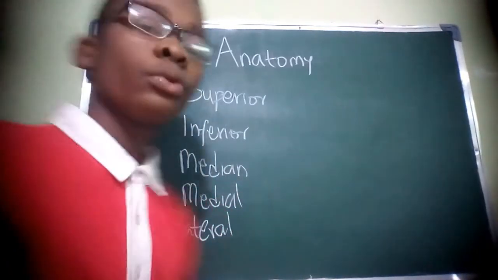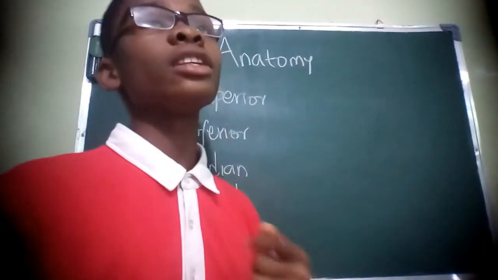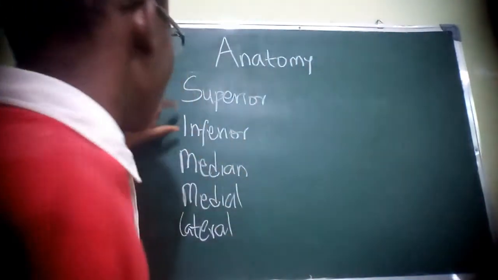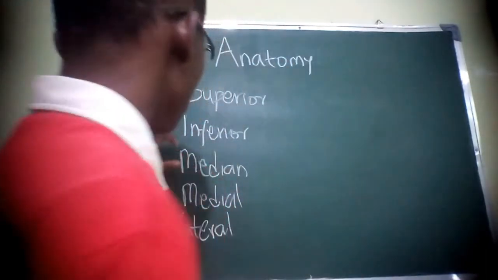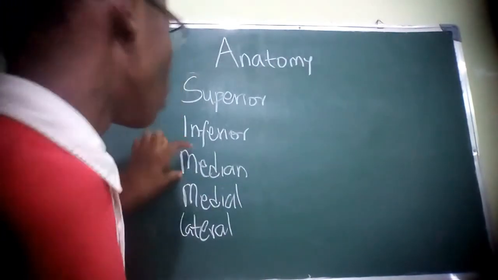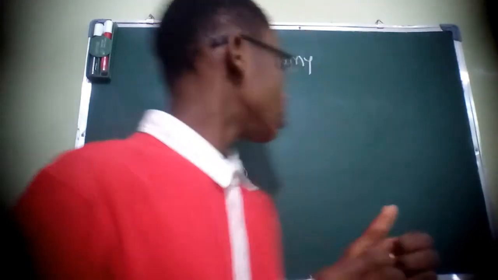So we look at superior. Superior simply means that the structure is at the upper part of the body, like the structure is nearer to the head. And inferior simply means that the structure is far away from the head, or at the lower part of the body. And we also have the median. When you use the median, you are referring to a structure that is directly at the midline. That means the median is also another name for the midline, which is an imaginary line which divides the body into the right and the left halves.